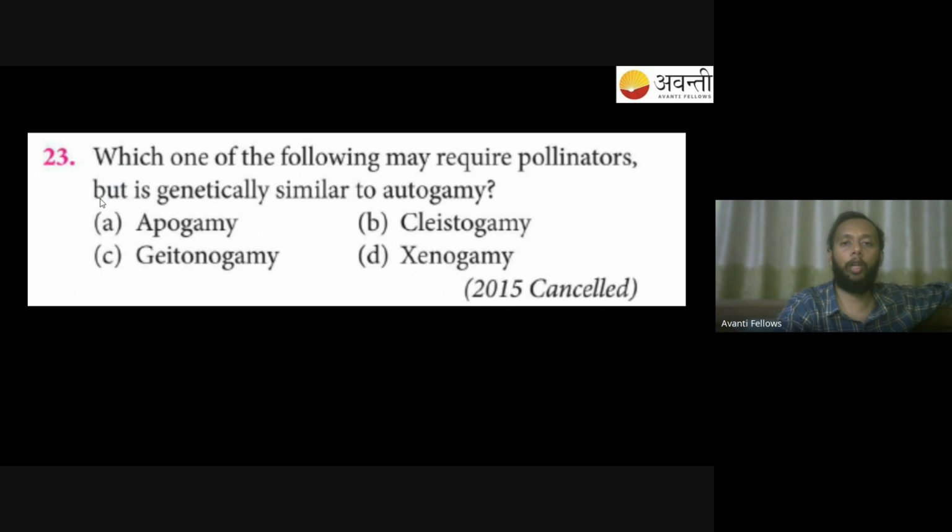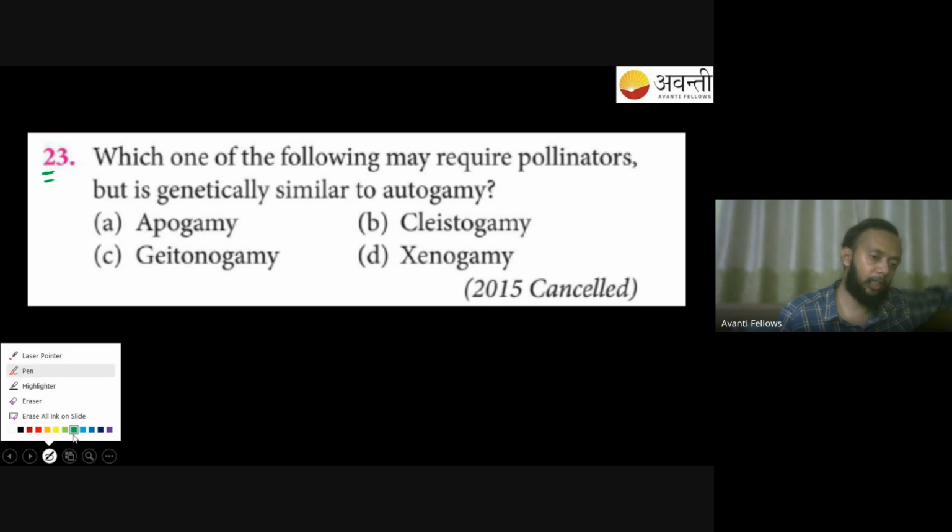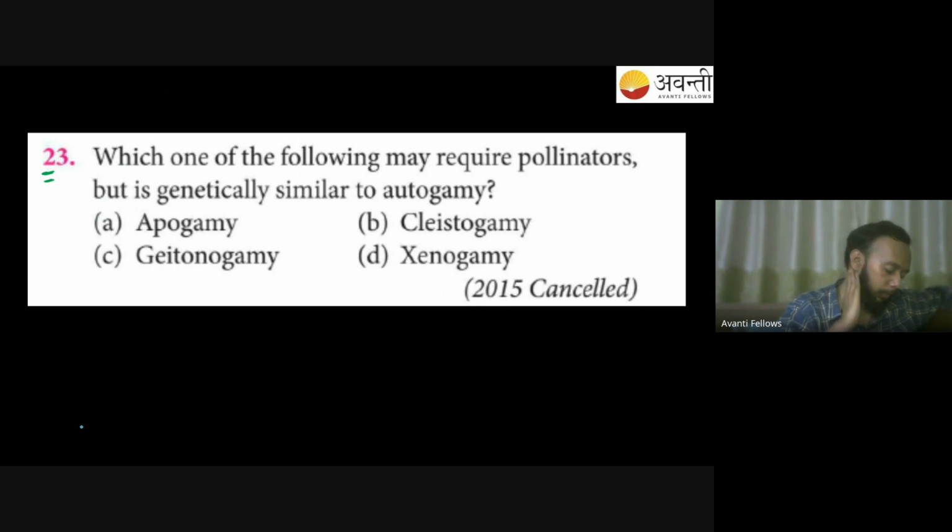This one, which of the following may require pollinators but is genetically similar to autogamy? Now this is something you can tell me over here. Again, a very good question. बताइए. हैंड रेस करिए सब लोग, बताइए क्या होगा इसका आंसर. गायत्री आपको भी हैंड रेस करना पड़ेगा. चलिए, आना चाहिए सबको ये. Read the question again. Which of the following may require pollinators but is genetically similar to autogamy? Tell us, Mantasha, क्या होगा इसका आंसर?